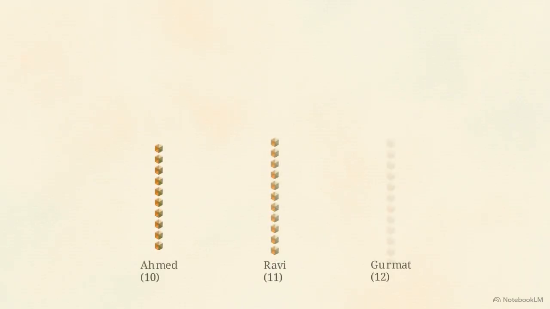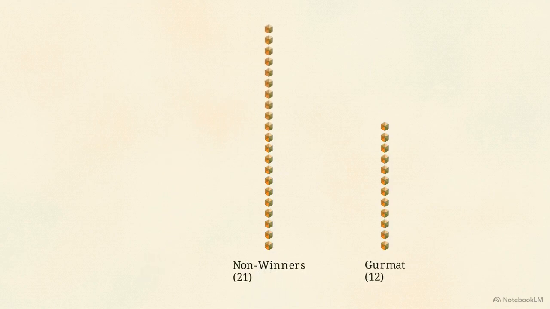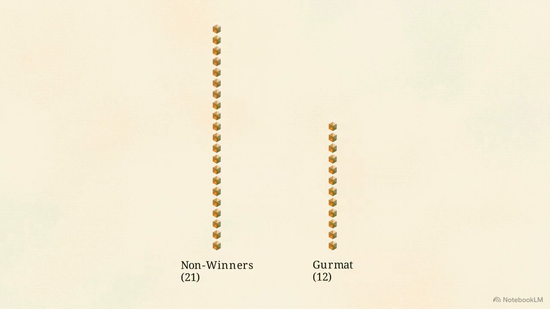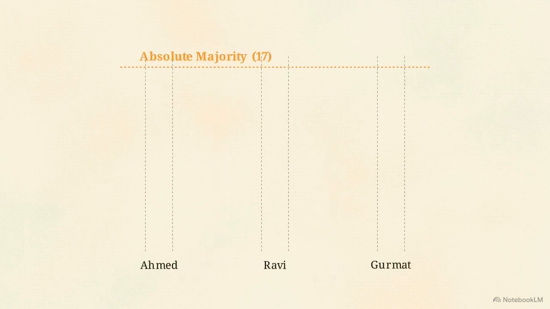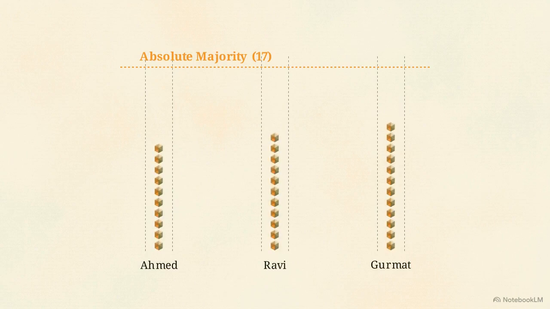This chart shows the final vote spread. Gourmand won, but the distribution shows that 21 students, the vast majority of the room, actually voted for someone else. This is the first-past-the-post system. To win, a candidate doesn't need an absolute majority of 50% plus 1. They strictly need a plurality, which just means getting at least one more vote than the runner-up.